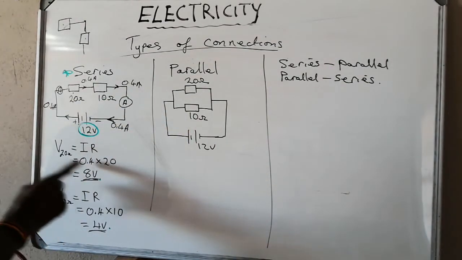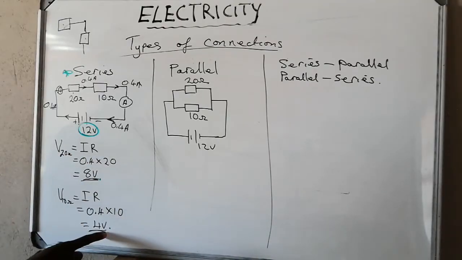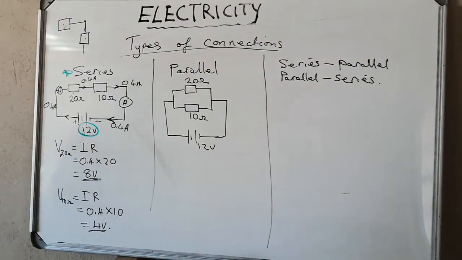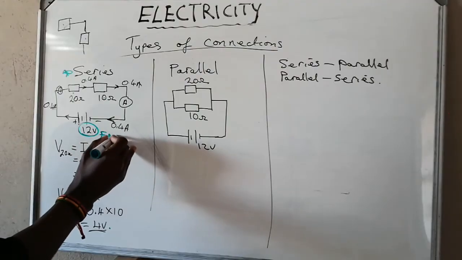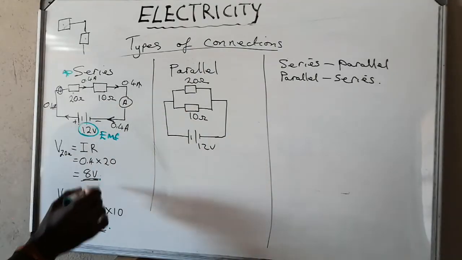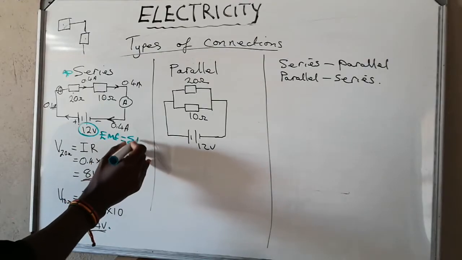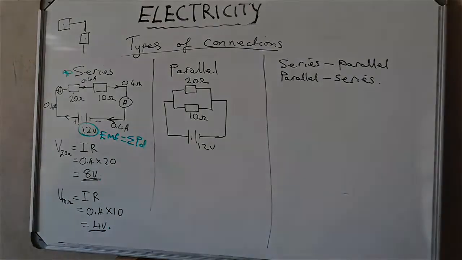So if we add the potential difference of 8 and the potential difference of 4, it will give us our total EMF. So in a series, our EMF and our PDs, if you add up the PDs, our EMF is equal to the sum of the potential differences in a closed circuit or in a series.